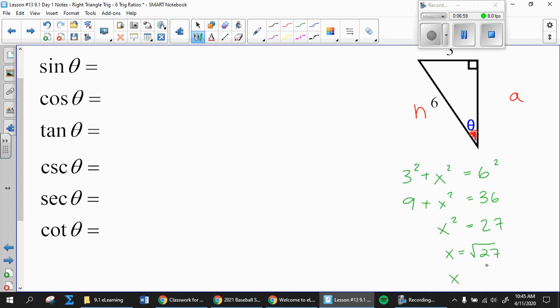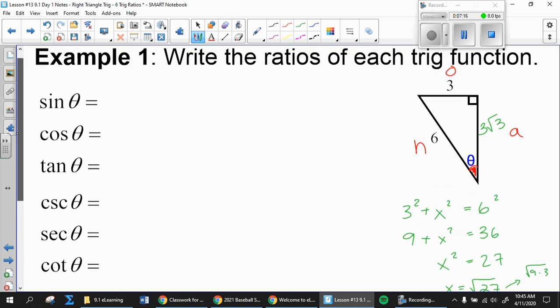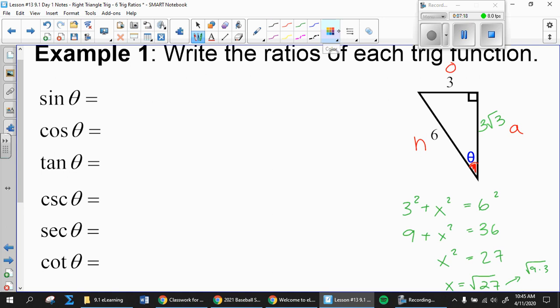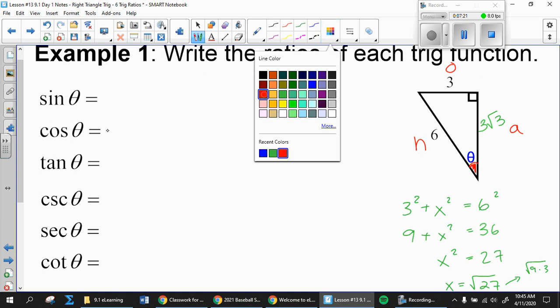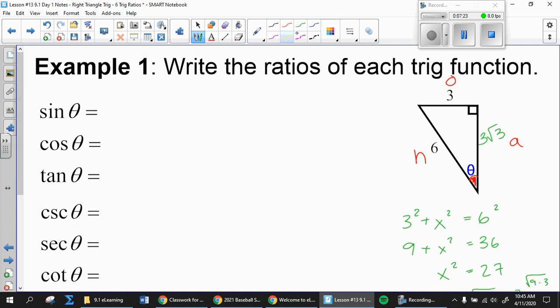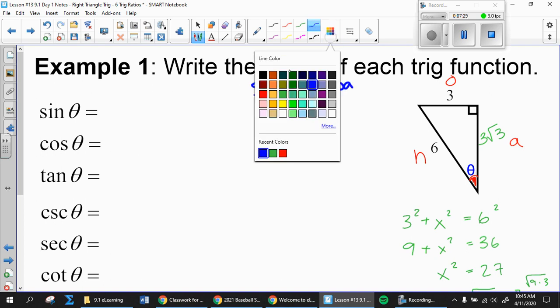So 9 goes into 27, so I'm going to pull out a 3, because this is the same thing as square root of 9 times 3. So it simplifies as 3 root 3. So that tells me my adjacent side here is 3 root 3. Now that I know all three of those sides, I can simply plug that into each of my trig ratios over here. So remember, we're using SOH CAH TOA.